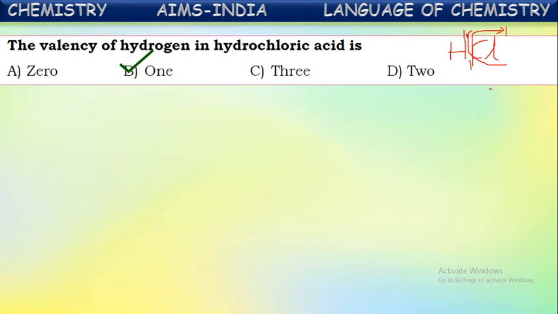In terms of electrons also we can say, as hydrogen has only one electron, it will form valency 1 in its compounds.